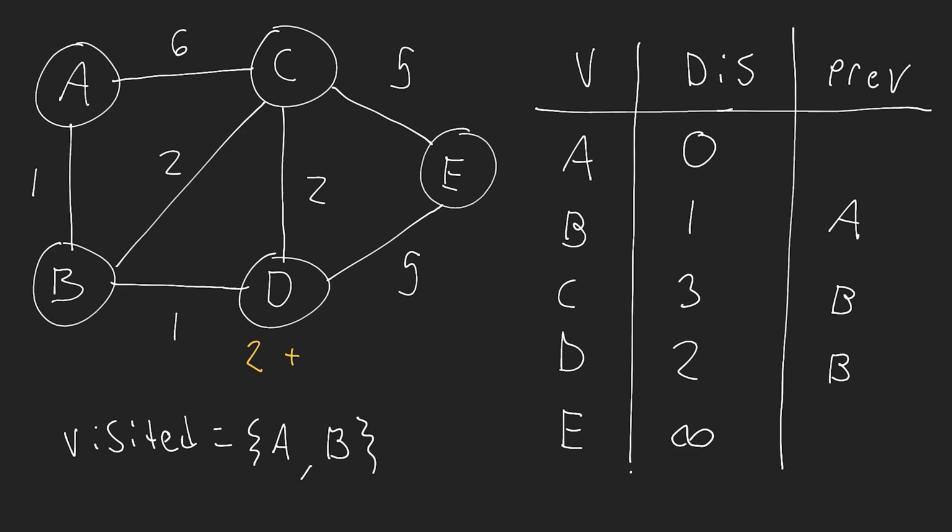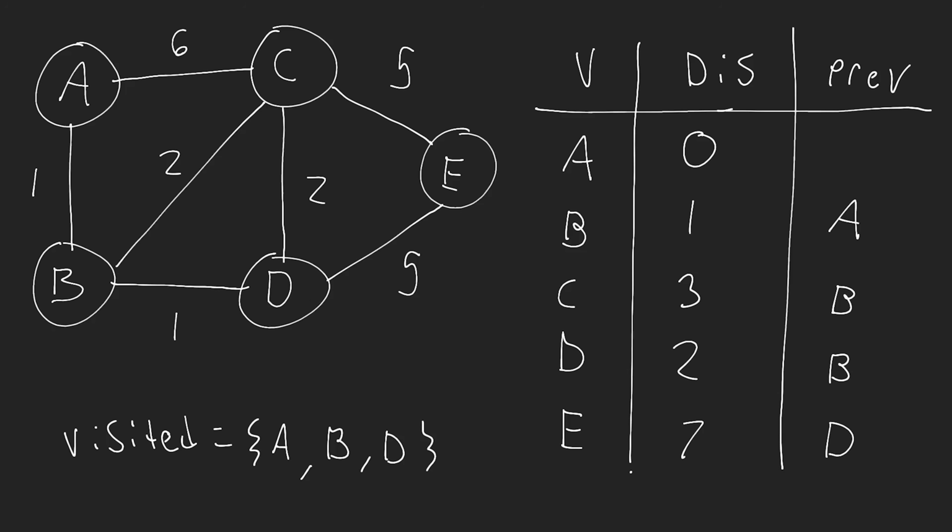Now I need to look at the next neighbor, which is E. Now to get to E, I have 2 plus 5, which is 7. So the distance to reach D plus the distance to get to E from D. So that's 7. So now I go and look at E in my table, and I see that it's infinity. So that means I can update this now to be 7. And then I set the previous node to be equal to D, okay? So now I've exhausted the neighbors from D. So what I do is I add D to the visited set, and I continue my algorithm.